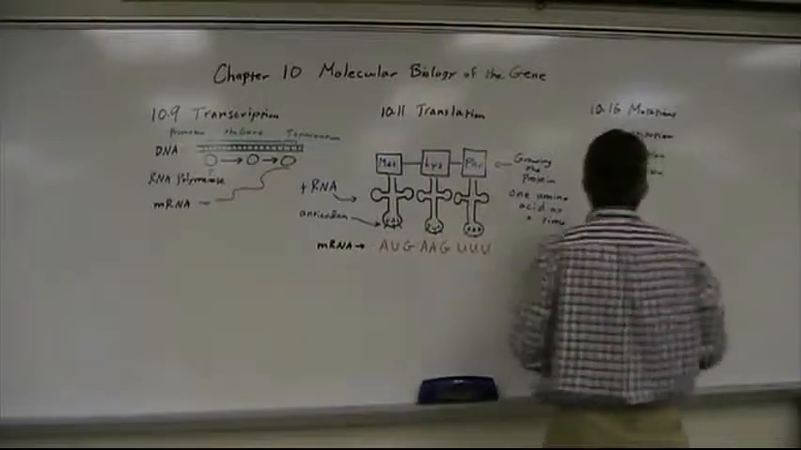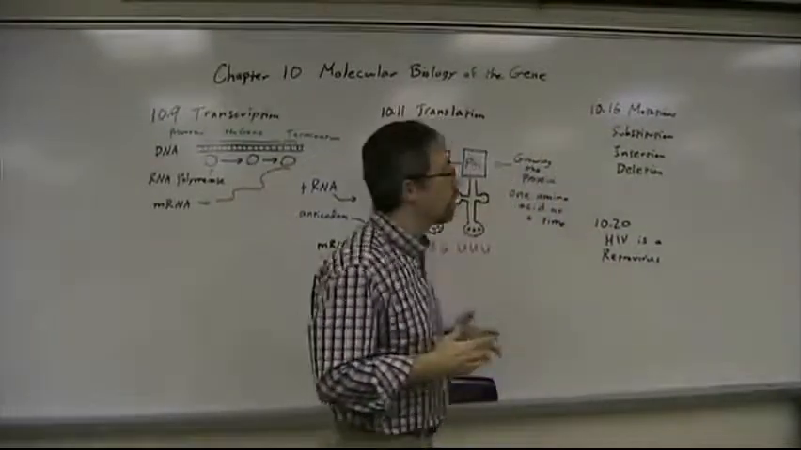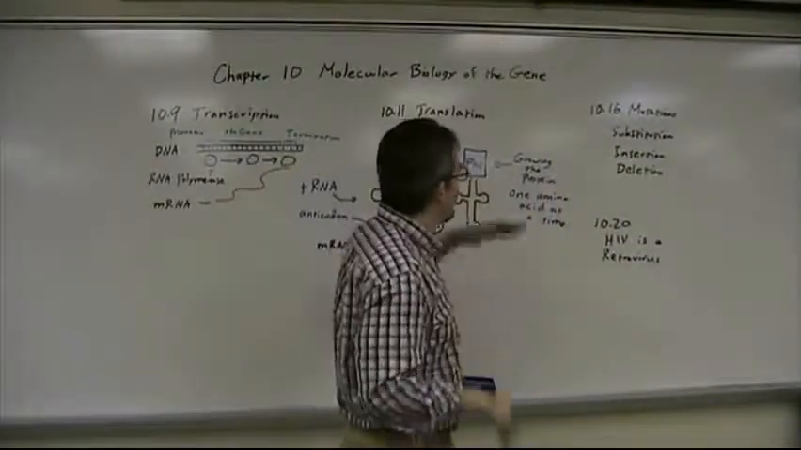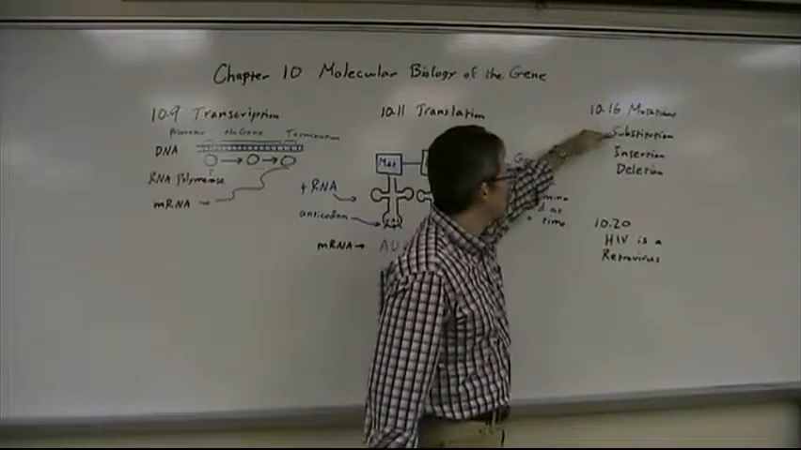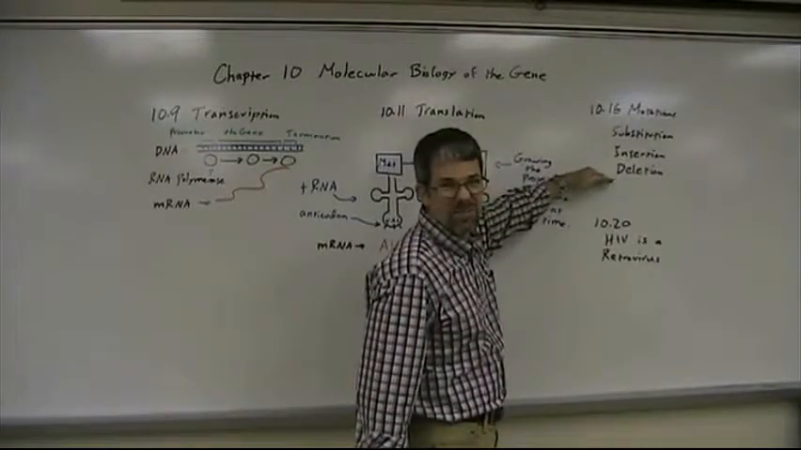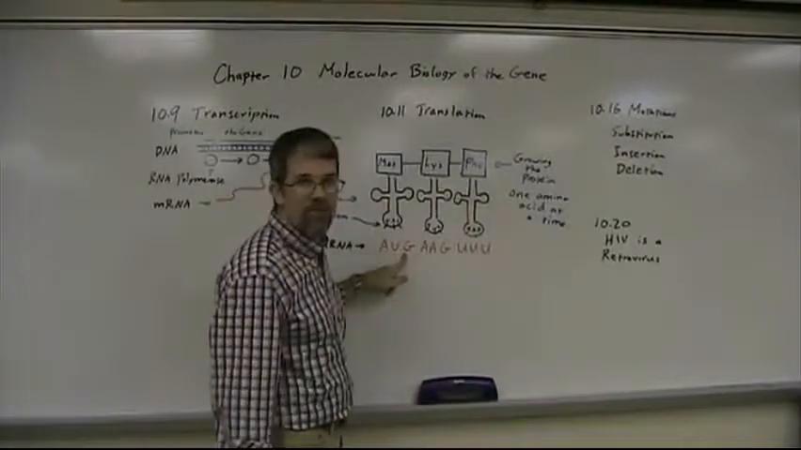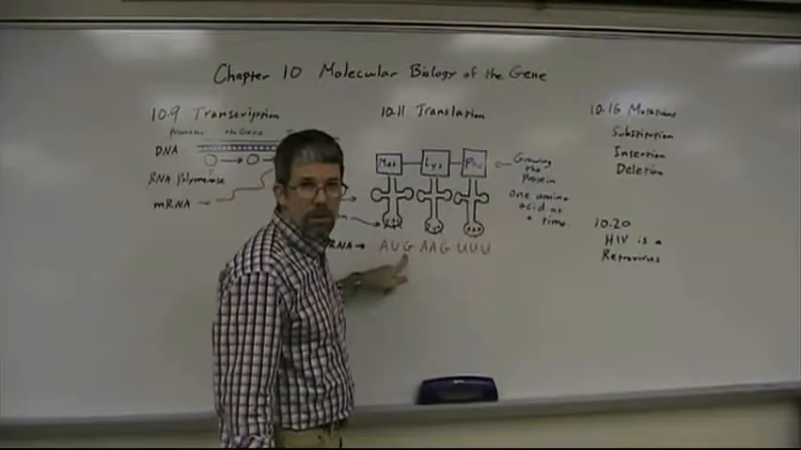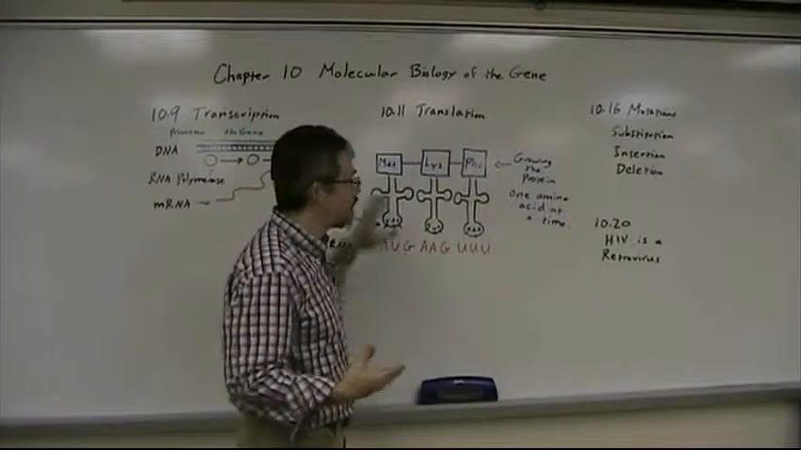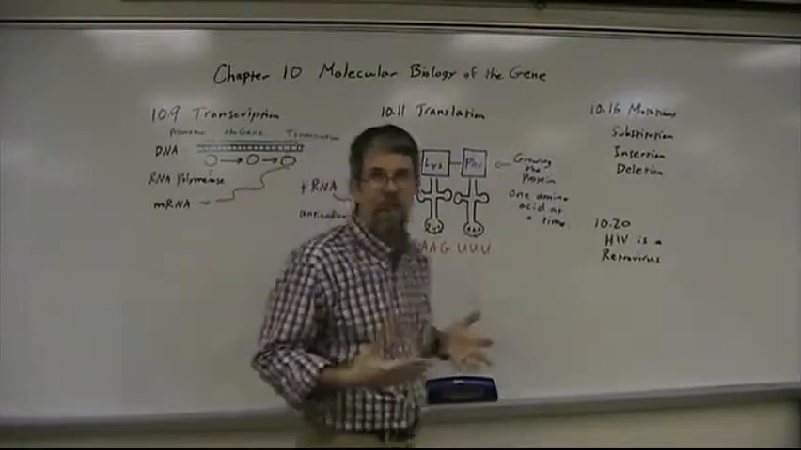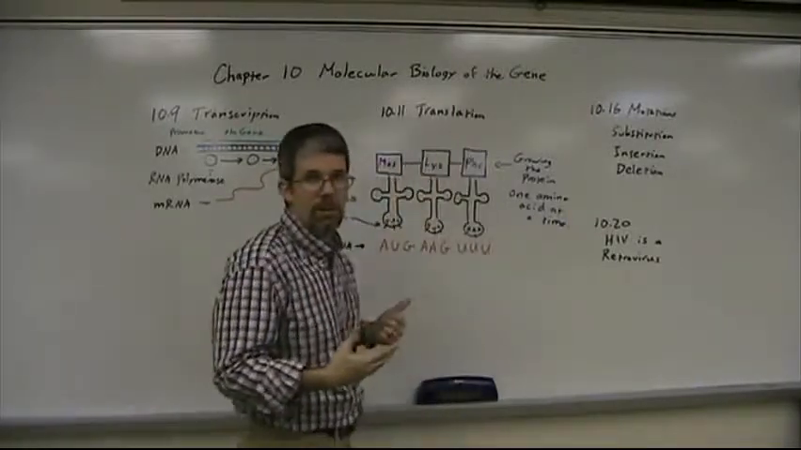Now, section 16, you need to look at the pictures in your book. It discusses mutations. Now, it discusses a substitution, an insertion, and a deletion. A substitution is changing a letter for another letter. Now, if it's within the redundancy of the code, then it will have absolutely no effect because it will code for the same amino acid.